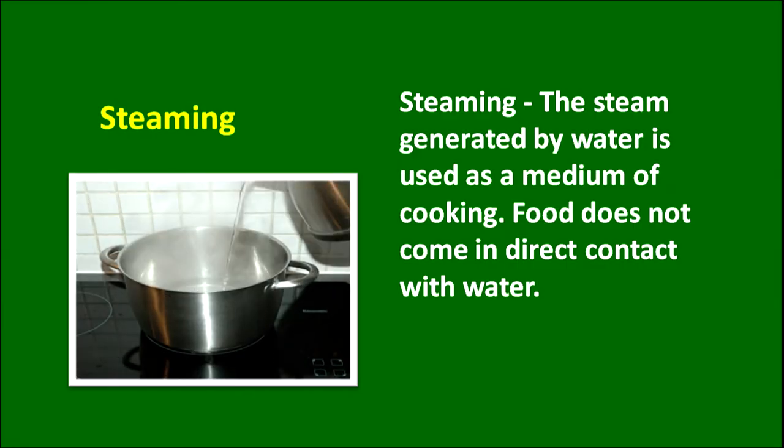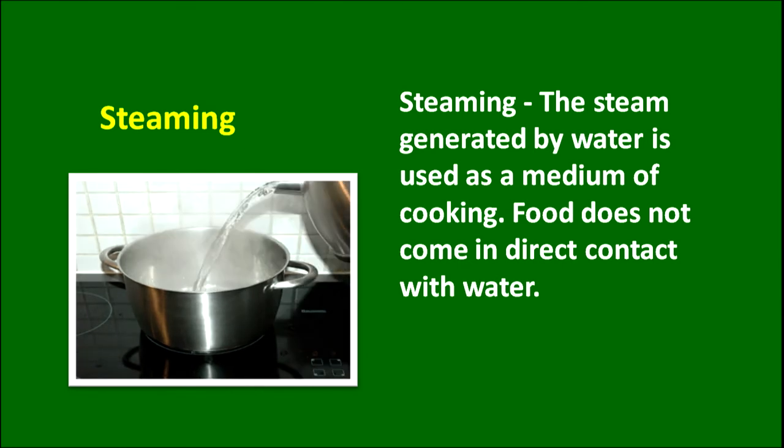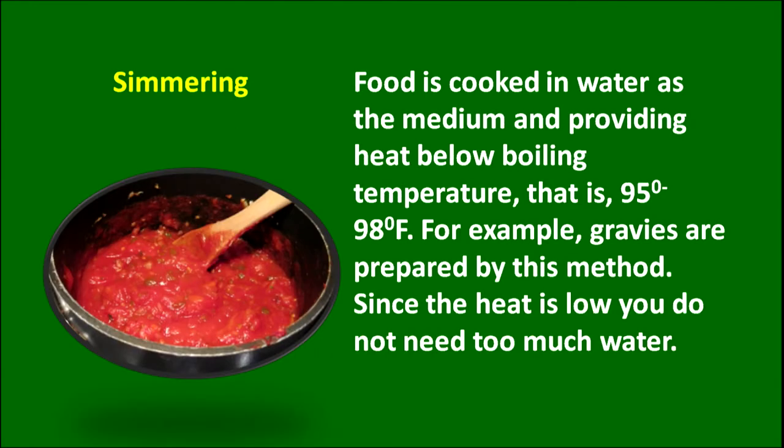Second is steaming. Here you can see the water is in the kettle and that is being used for the cooking in the pan, and the steam is coming out. Next is simmering. Most of the time we do not even realize that we are simmering the food. Food is cooked in water as the medium, providing heat below the boiling temperature, and gravies are generally prepared by this kind of method.